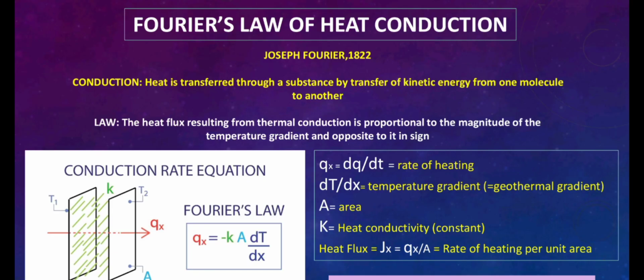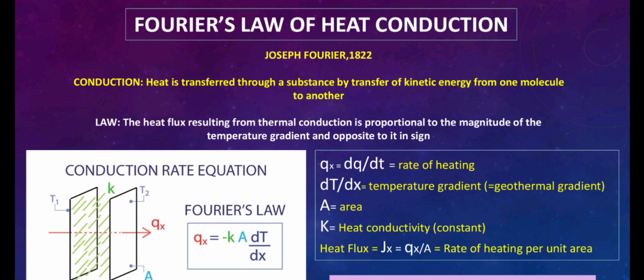First, I'll be discussing Fourier's law of heat conduction, which was given by Joseph Fourier in the year 1822. Now, what is conduction? Conduction is a process in which heat is transferred through a substance by transfer of kinetic energy from one molecule to another. Now, coming to the law. The law states that a heat flux resulting from thermal conduction is proportional to the magnitude of the temperature gradient and opposite to it in sign.